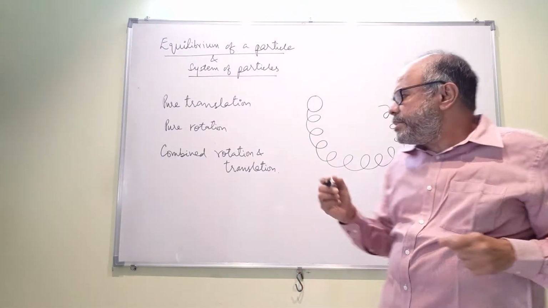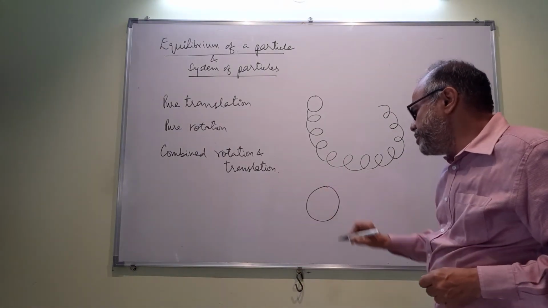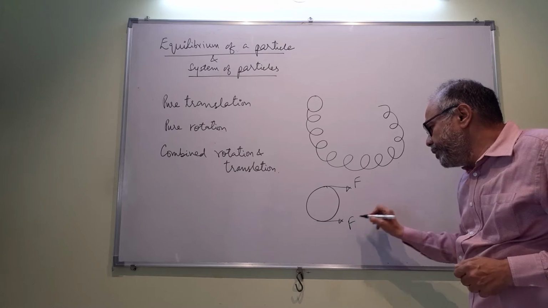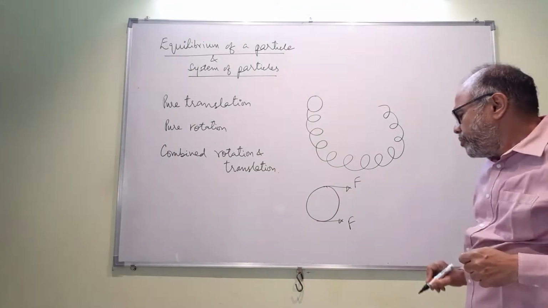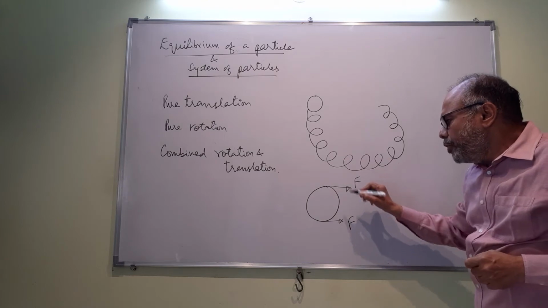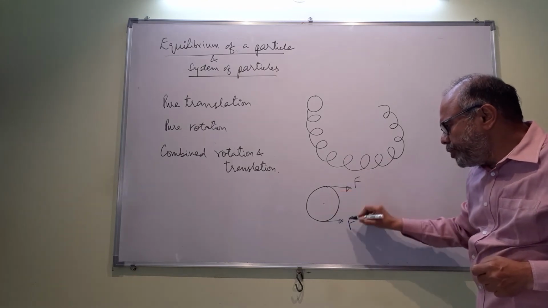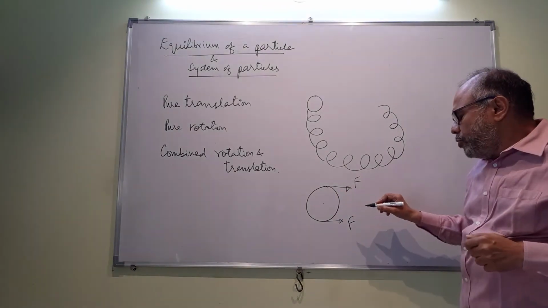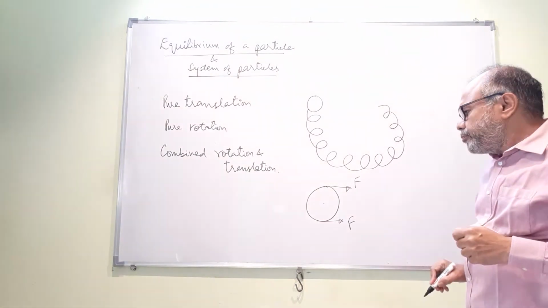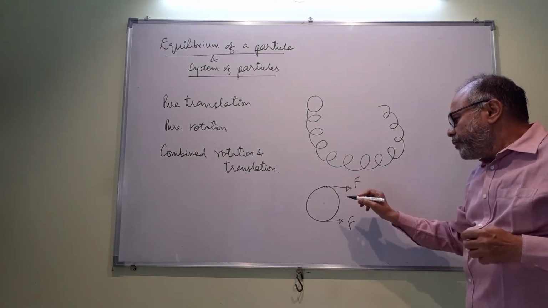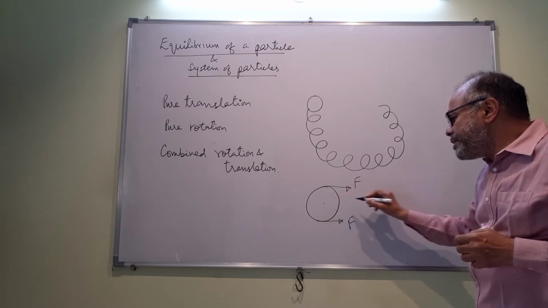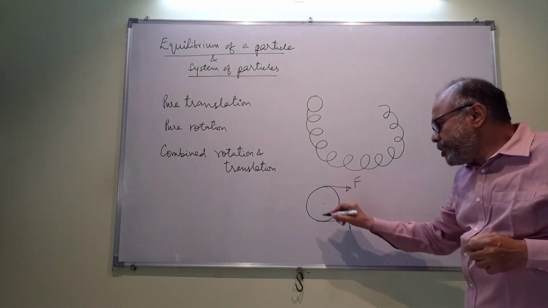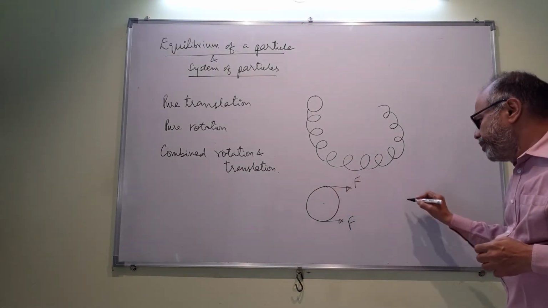If you consider a disk, supposing this is a disk, and I apply two forces F and F like that on a disk. A disk is a system of particles. This disk will not rotate because if you take the torque of these two forces about the center of mass of the disk, they will cancel each other. So there will be no torque. On the other hand, the disk can translate. So it is in rotational equilibrium but not in translational equilibrium.